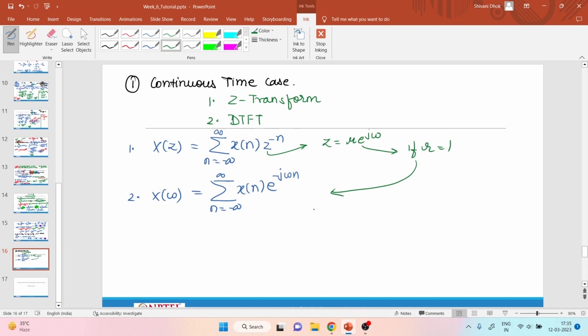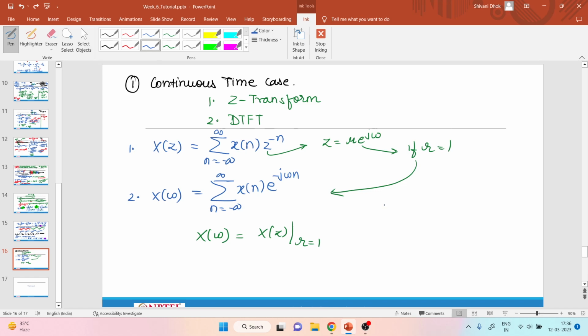X of omega is equal to X of z when r is equal to 1. Maybe, madam, in some books the notation is X of e to the power of j omega. That is just notation, okay? We can use X of omega or X of e to the power of j omega, whatever is fine with you. It's just a notation, no problem.